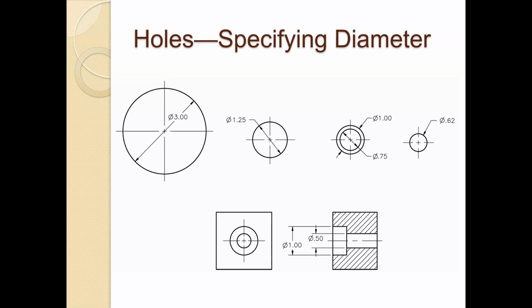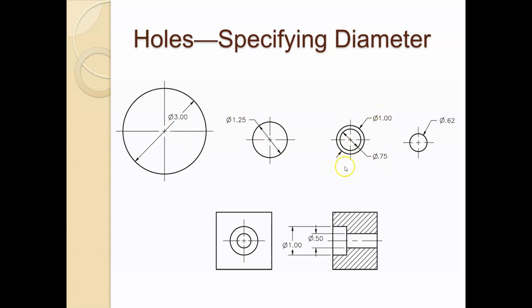Now, talking a little bit more about some features, common features that we see. What about holes? So how do we dimension holes? We dimension holes with a diameter, right? And so here's four examples for how we can dimension a diameter. We can even place the diameter dimension inside the hole if it's a large hole. Outside the hole would be more common.